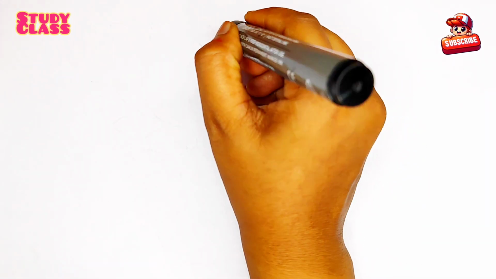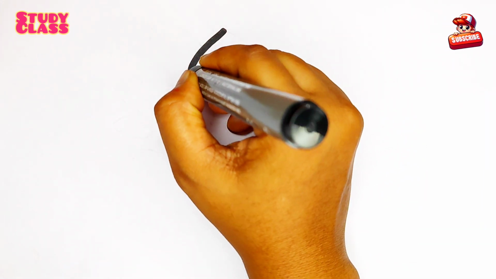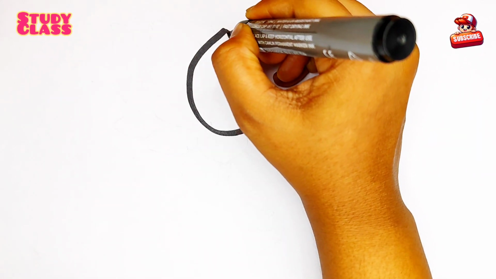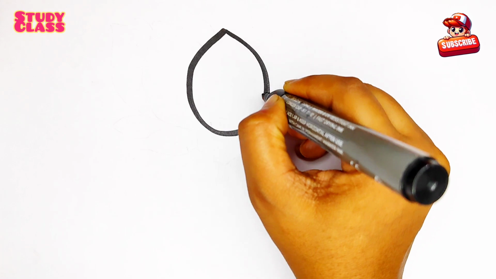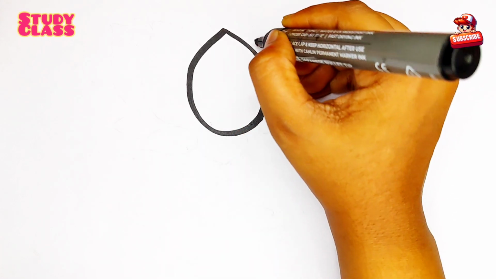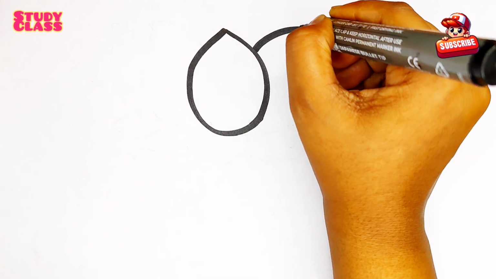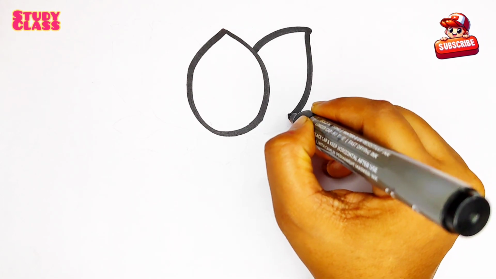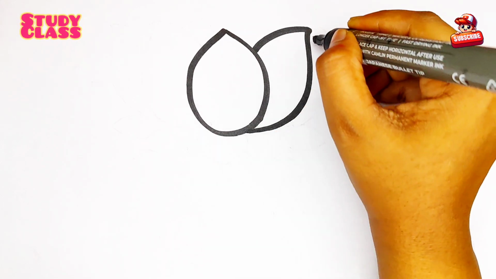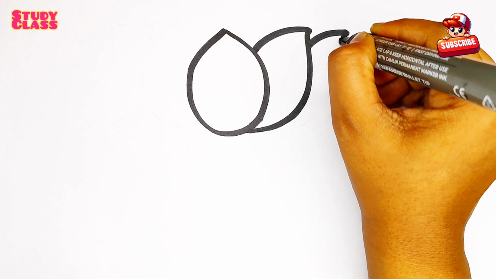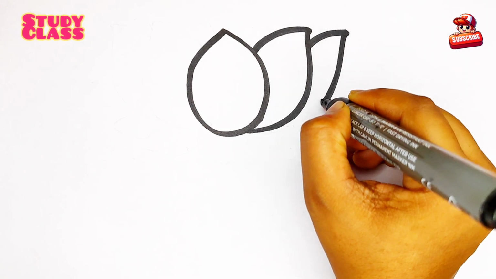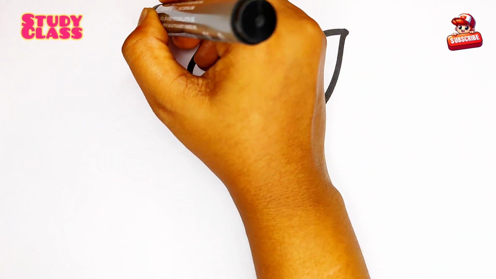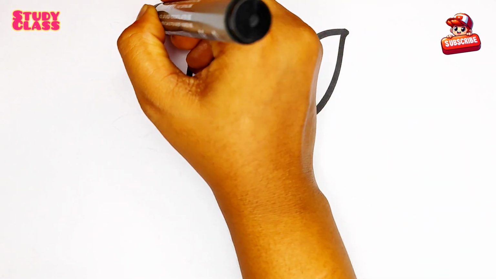At first, we took a black marker. We start the drawing with flower petal. We draw a lotus flower. Step by step, we draw flower petals like that.